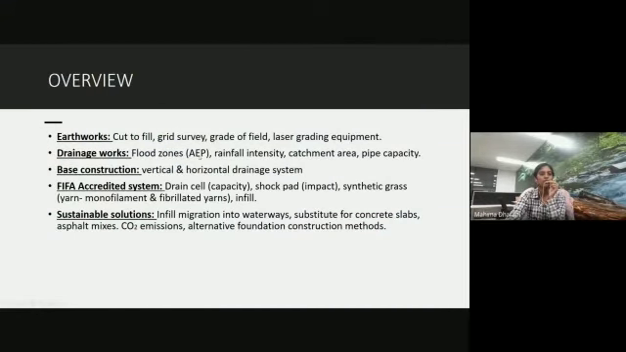This is an overview of the things that we're going to be seeing today. I'll be talking about earthworks, how drainage works are done, and what the pavement profile is for different games. Then I'll talk about some synthetic systems, which I'll explain in the later bit, and then some sustainable solutions.